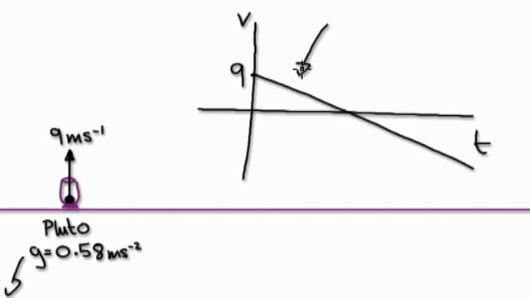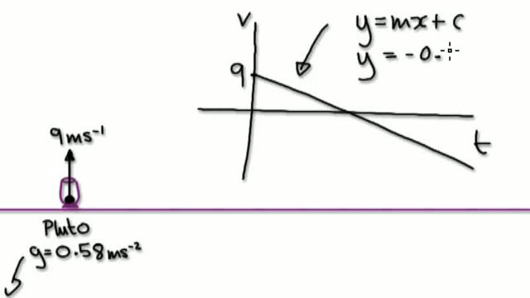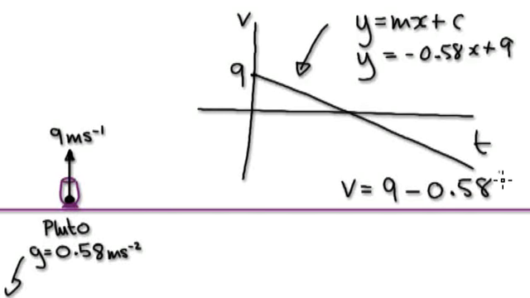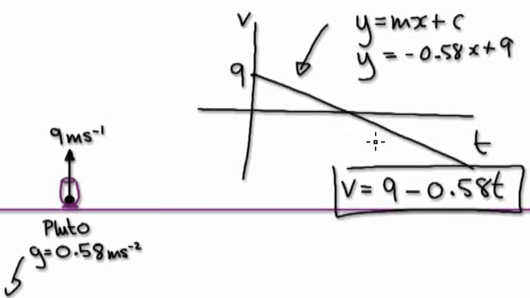So we need to come up with a formula for this line here. Any straight line will be in the form of y equals mx plus c. So in this case, the gradient is negative 0.58 x plus. Well, the intercept is 9. So now tidy everything up. So the formula for this line would be v equals 9 take away 0.58t. Okay, so this is our magical formula here for this line.